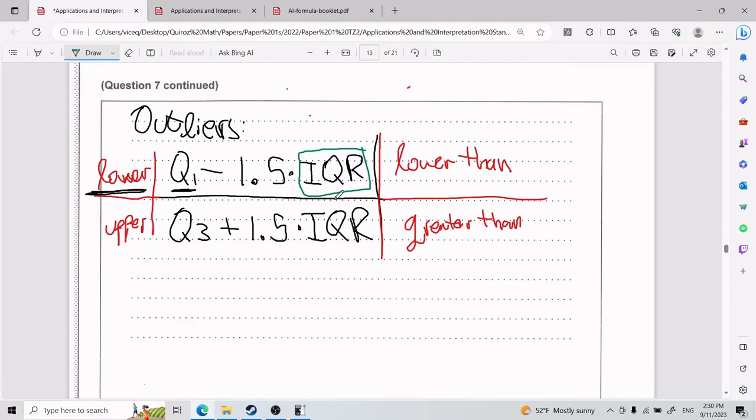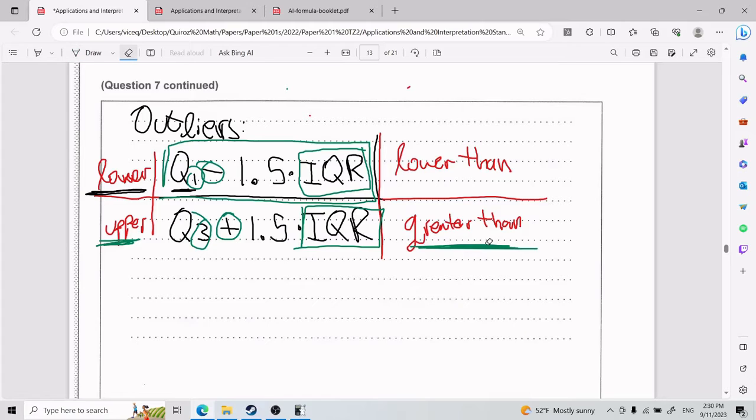So this is for anything. Any number that is lower than the value you get here, ¿cierto? Will be considered an outlier. If you're thinking about a value in the upper end of your data, you need to do Q3, ¿cierto? Plus. So it changes from Q1 to Q3, from negative to plus, and you still have 1.5 times IQR. Anything greater than this would be considered an outlier.